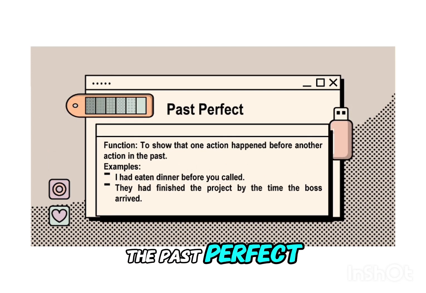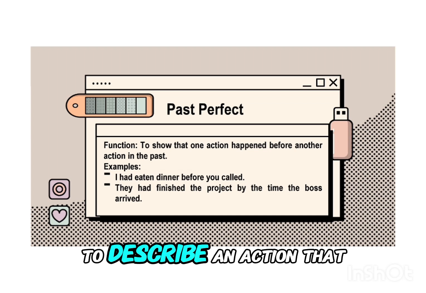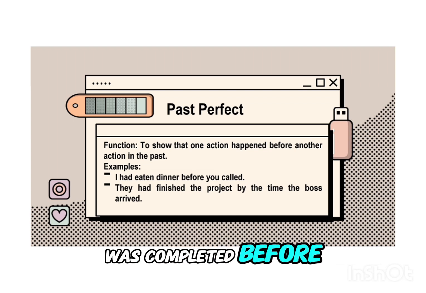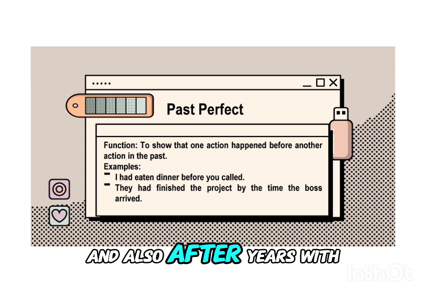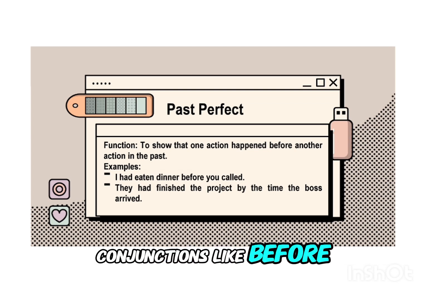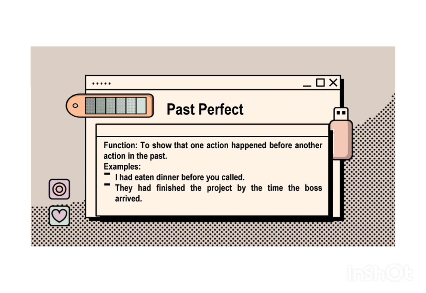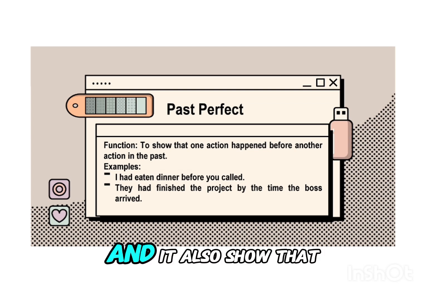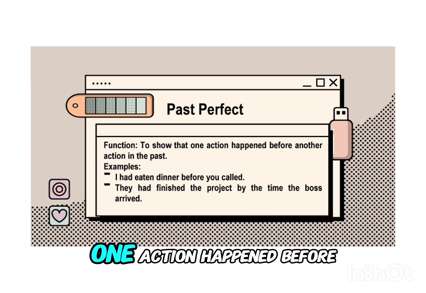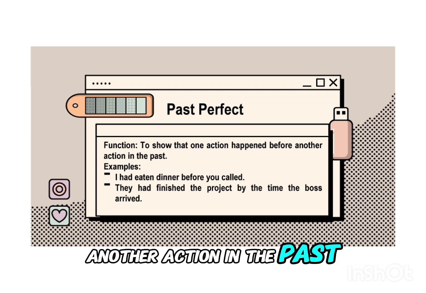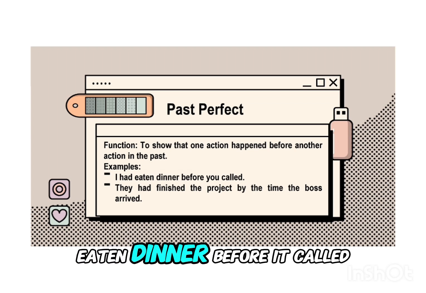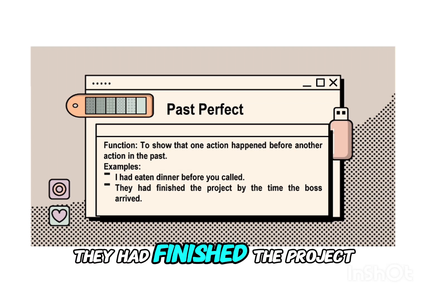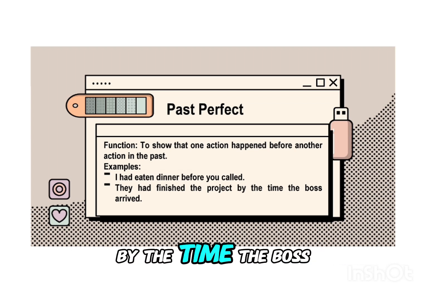The function of the past perfect is to describe an action that was complete before another action in the past, and it is often used with conjunctions like before, after, when. It also shows that one action happened before another action in the past. For example, I had eaten dinner before you called. They had finished the project by the time the boss arrived.